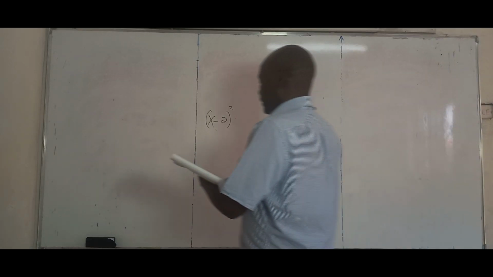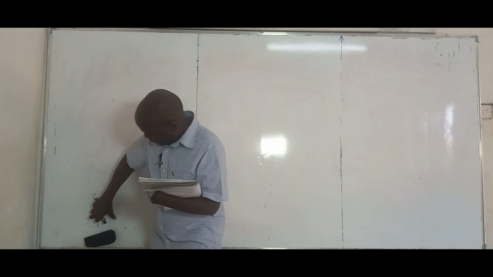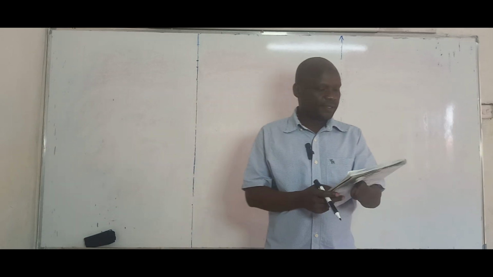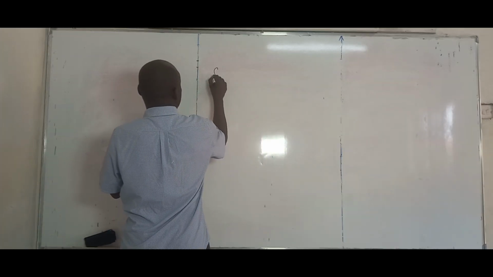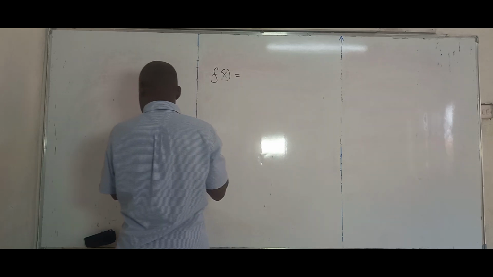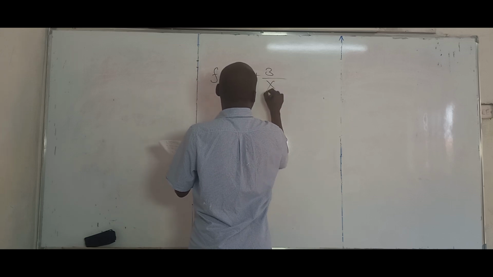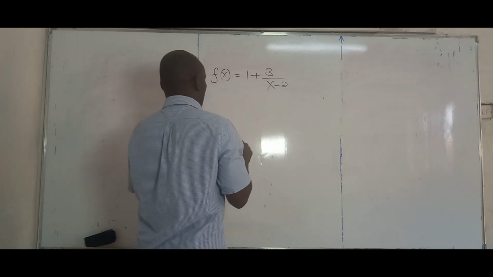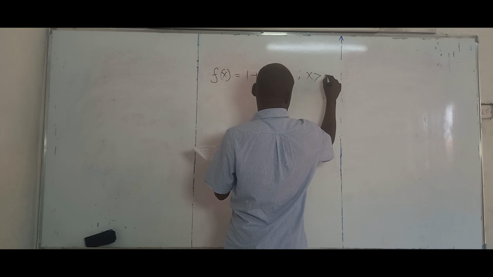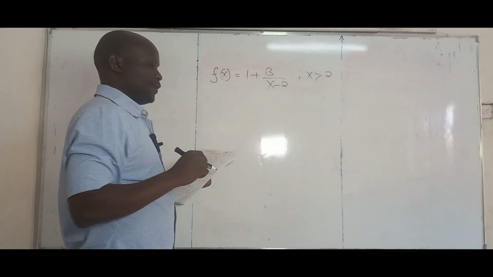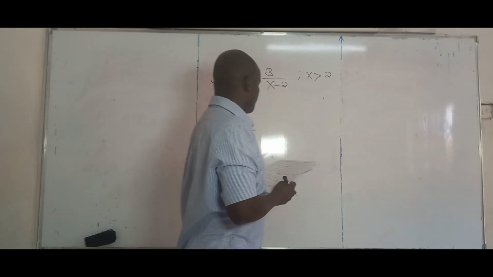Let's look at the solution to that. We are told that the function f is defined by f of x is equal to 1 plus 3 over x minus 2 for x greater than 2. So Roman 1, state the range of f.